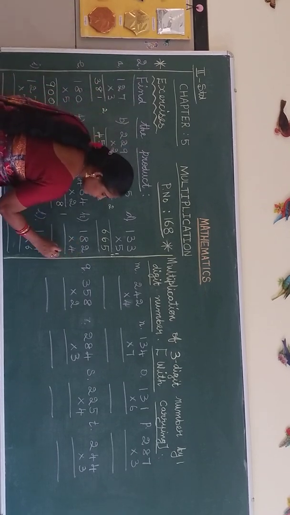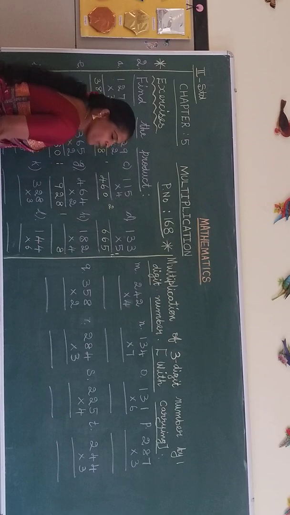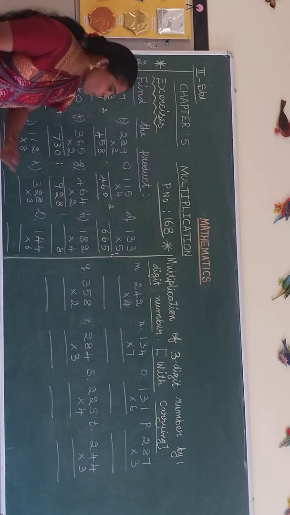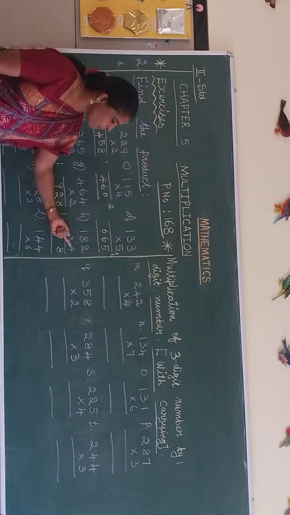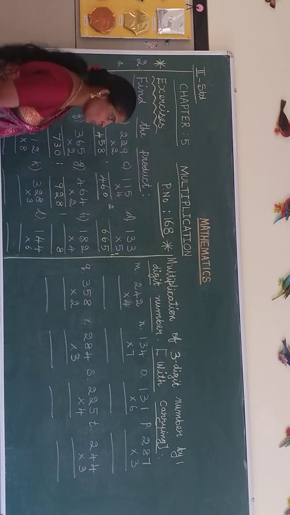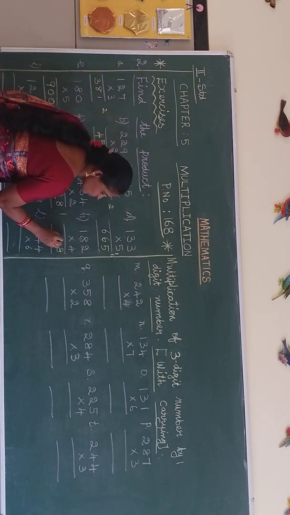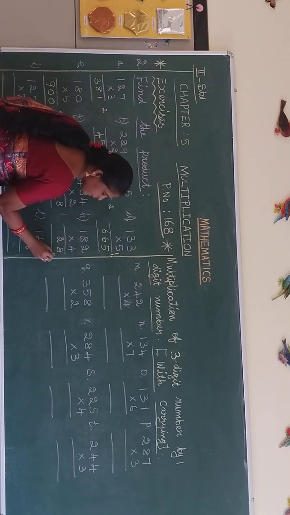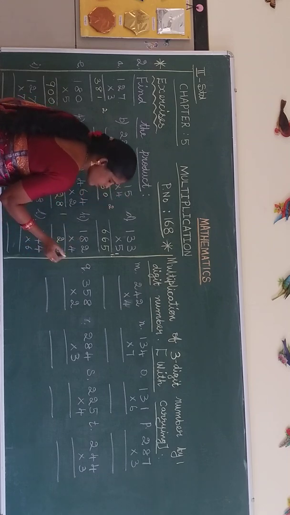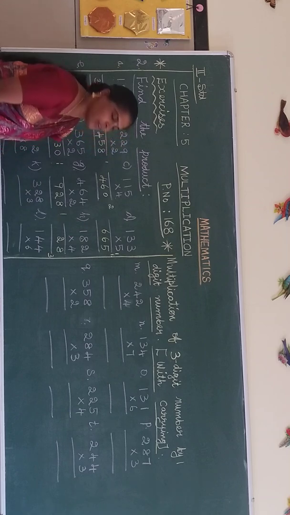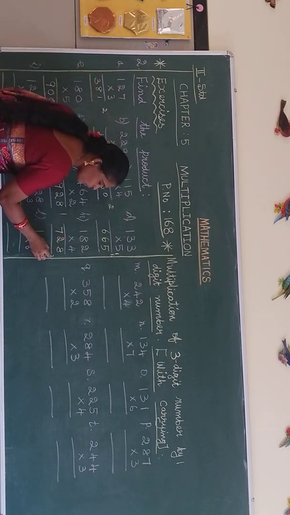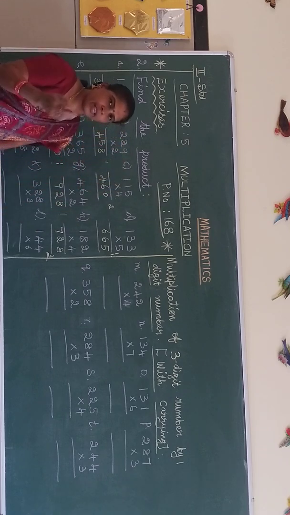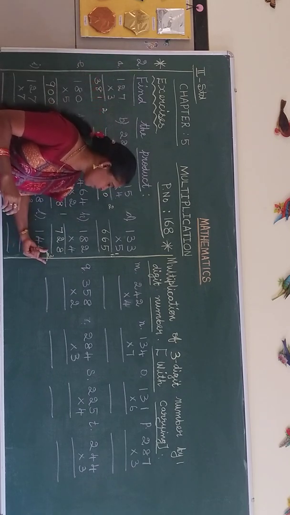Here, 182 multiplied by 4. 4 2s are 8, and 4 8s are 32. The fourth table, you can say up to 8. In this 32, 2 you have to write in the ones place, 3 in the side. And 4 1s are 4. 4 plus 3, 7. Don't forget to add this 3. You should take the carry over.